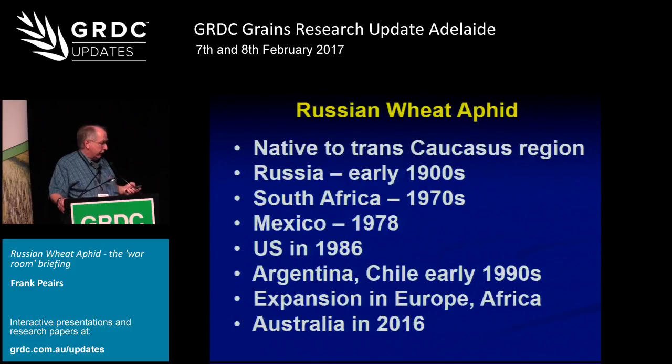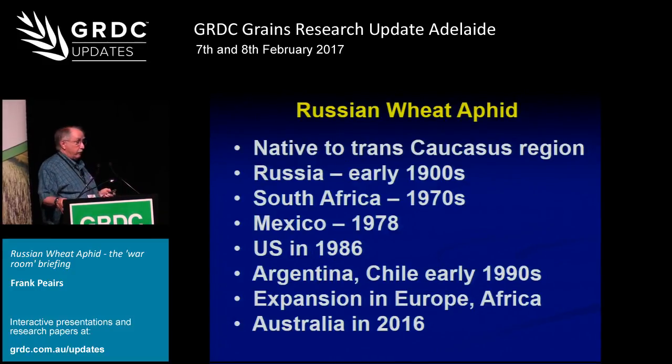In terms of history, it's native to the Trans-Caucasus region, so the mountain chain that goes up sort of through Central Asia. It was first reported from Russia in the early 1900s, and that's where its name comes from. It was reported attacking wheat. And then sometime later on, probably in the 50s, it started to expand its range and showed up in South Africa in the 1970s and has become a fairly persistent problem for them, continues to be a problem for them.